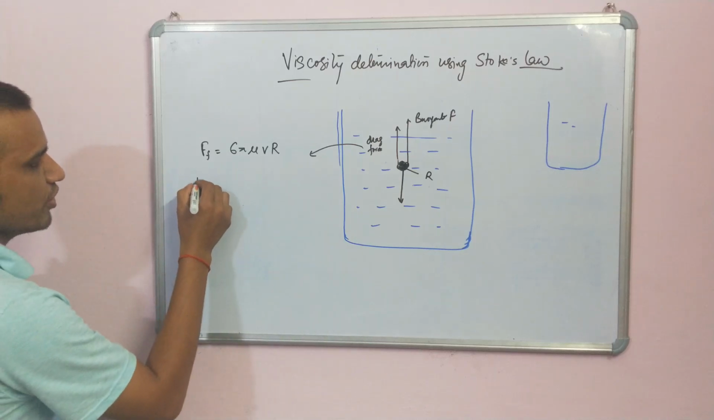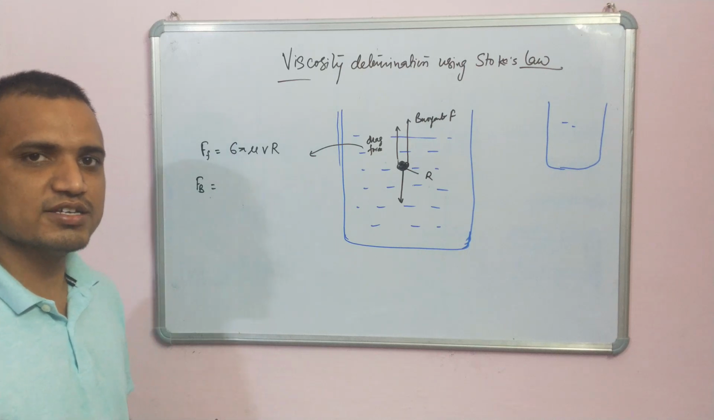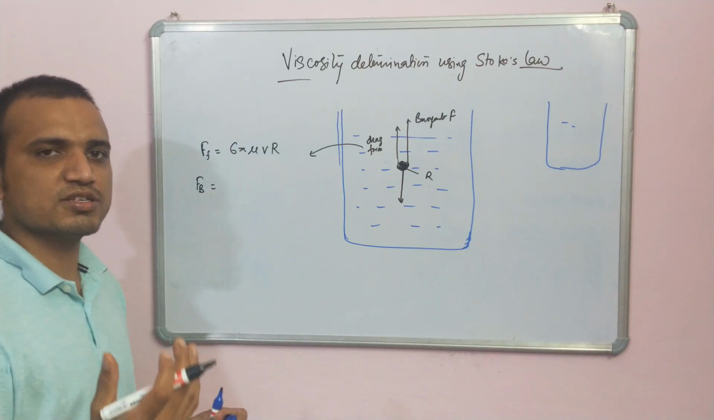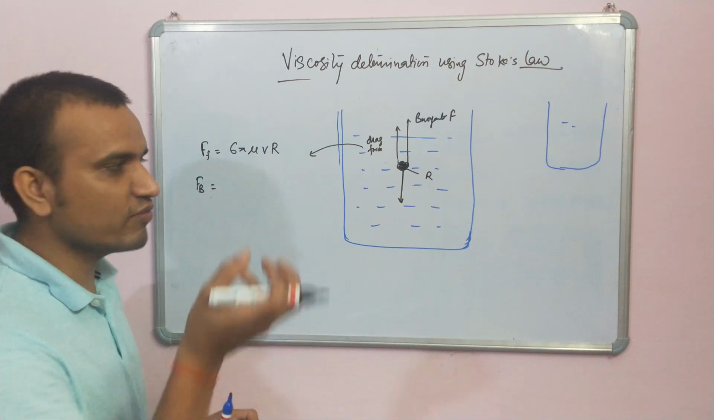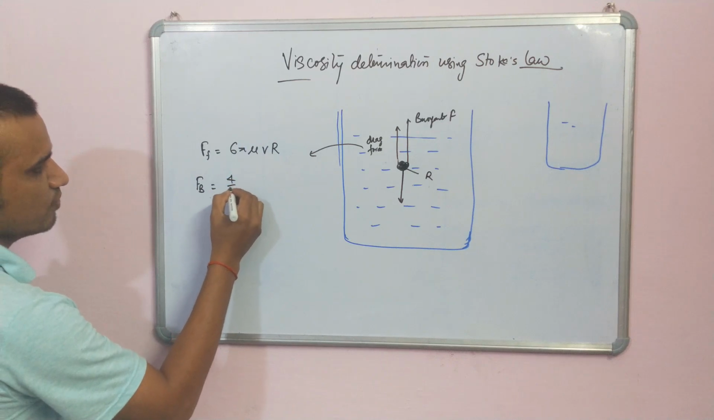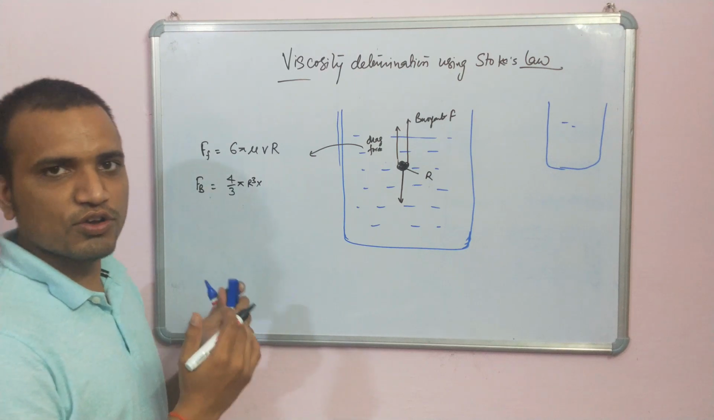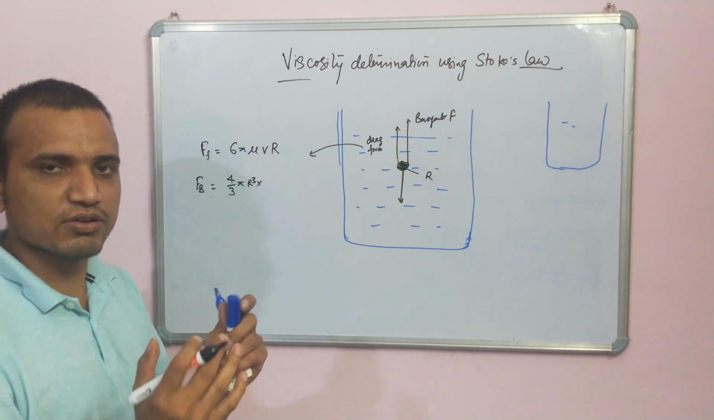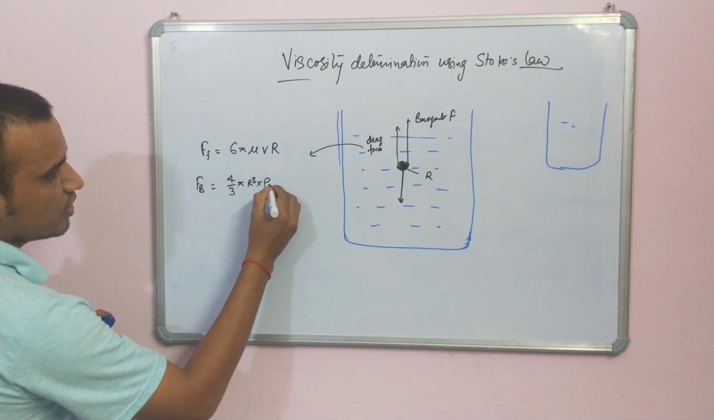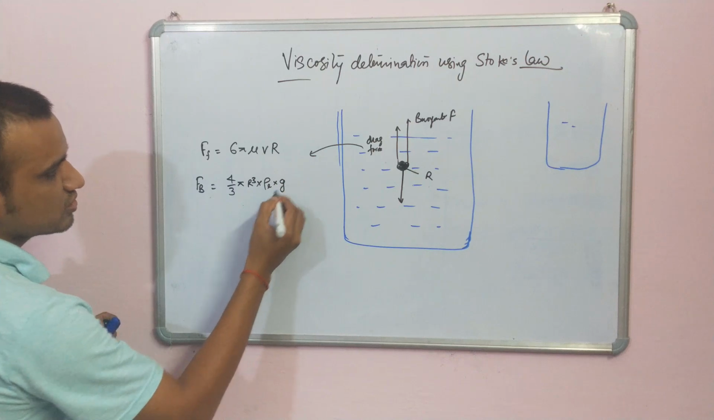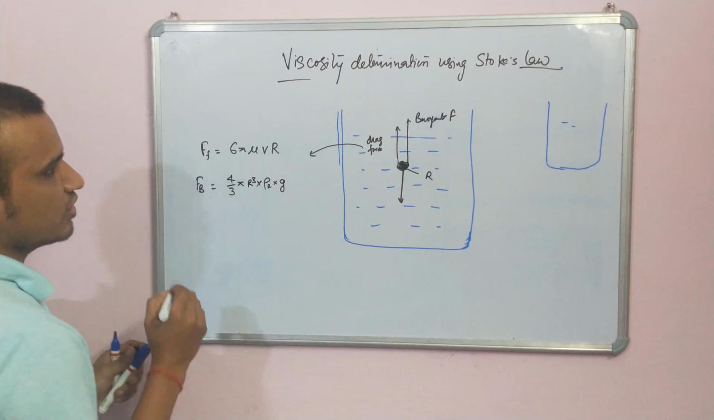The next is the buoyant force. What is the amount of buoyant force which is experienced? It is equal to the weight of the liquid displaced by the solid. The amount of liquid displaced will be equal to the volume of that solid, which is 4 by 3 pi r cube. If you multiply this volume with the density of the liquid, because it is the weight of the liquid displaced, so rho of liquid, and into g to convert it into force. So this is your F of B.